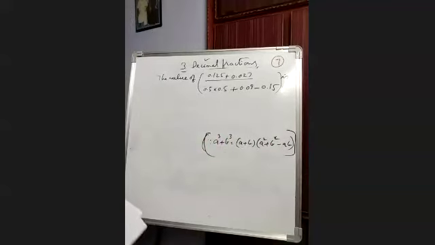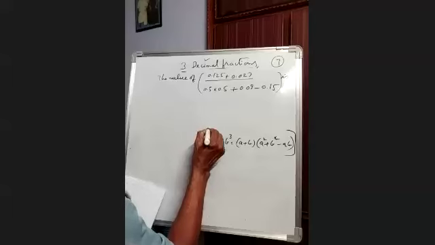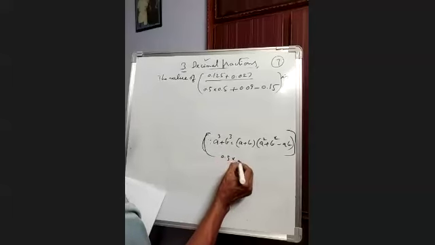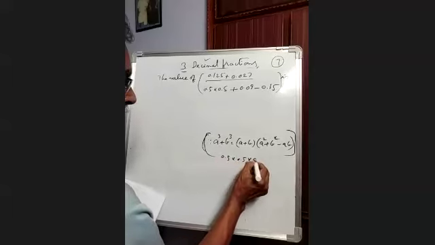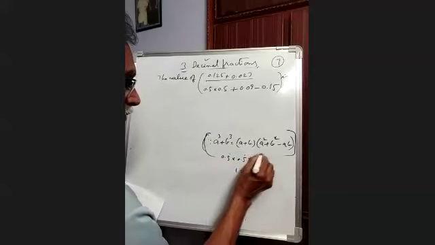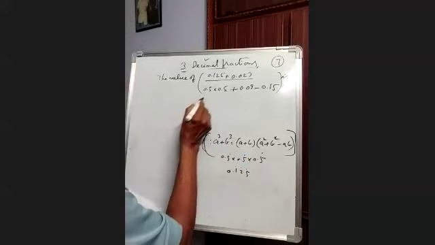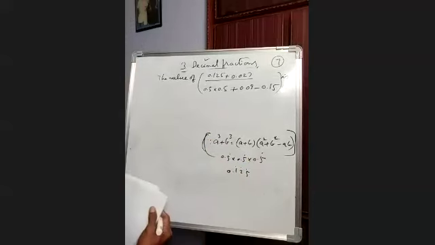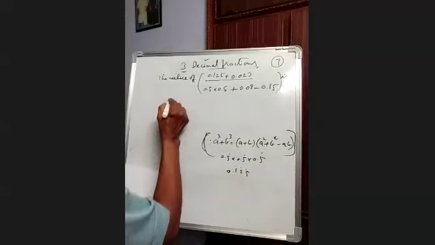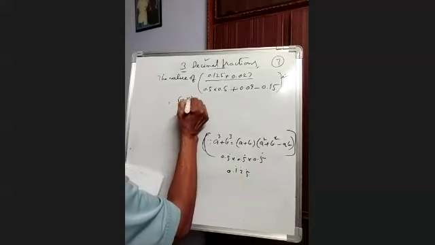Because by observation, this will be 0.5 whole cube. 0.5 into 0.5 into 0.5, 5 into 5 into 5, 125. Three decimal values, 1, 2, 3, so 0.125 will be the cube of 0.5. So we have to write 0.5 whole cube. This one.